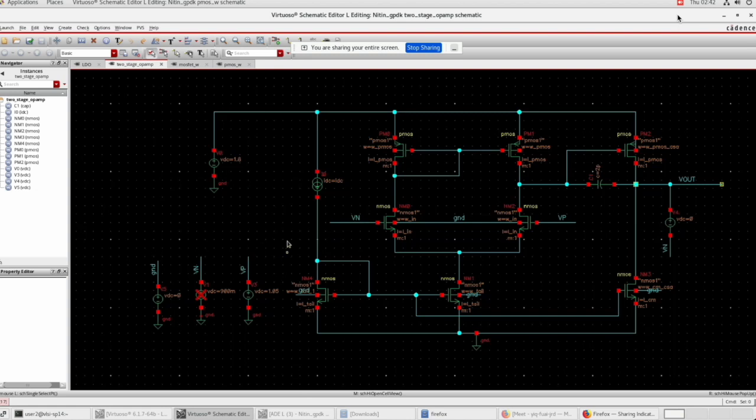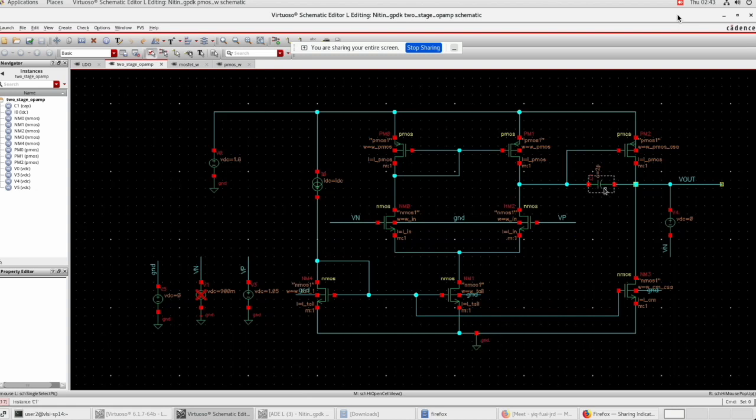So this is the two-stage OPAMP design. The first stage consists of a differential amplifier with an active load, and the second stage is a common source amplifier. I assume the slew rate of this OPAMP to be 30 volt per microsecond, and I took the value of Miller capacitance as 2 picofarad.